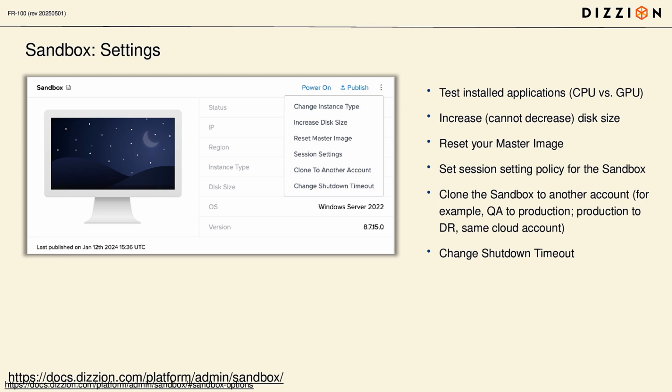Another feature that we will discuss in more detail in a later module is Clone to Another Account. This feature allows you to replicate a Sandbox to other frame accounts. Lastly, you can adjust the shutdown timeout to change how long your Sandbox stays on before it is powered off. This can be useful, so you can perform unattended tasks or leave something happening in the background.